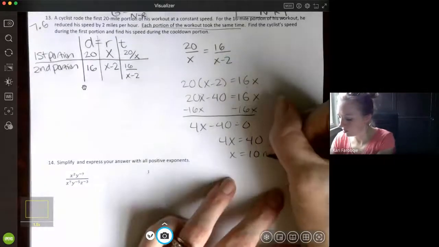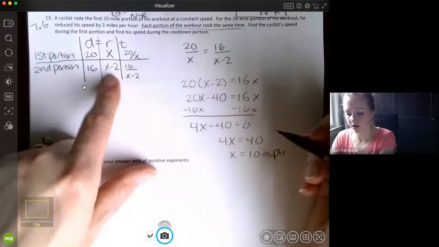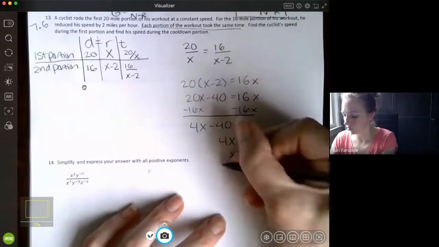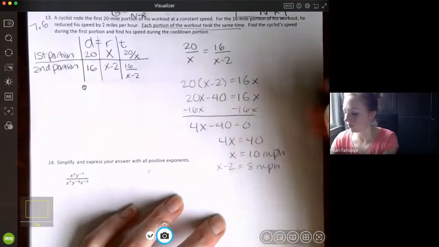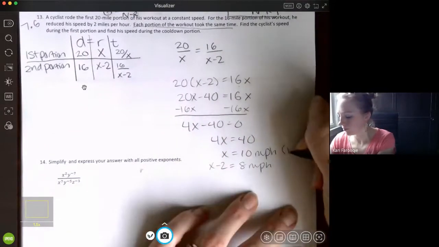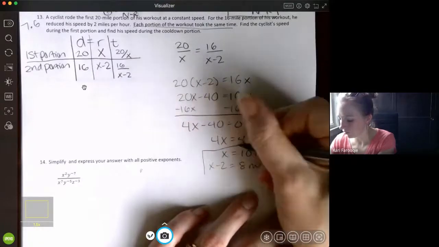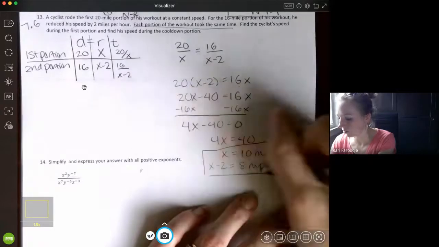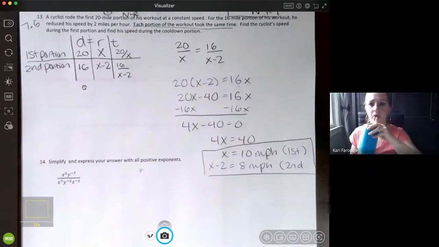So if x is 10 miles per hour, then that means that his rate on the second portion was x minus 2. 10 minus 2 is 8 miles per hour. You already have your table labeled, so this is fine. Questions on number 13?